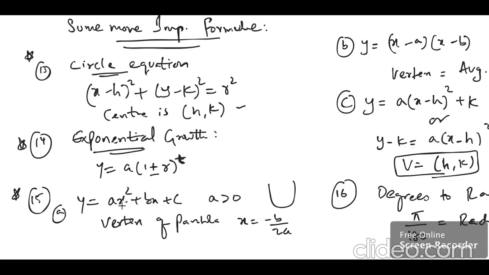Quadratic form: the standard quadratic form is ax² + bx + c, and in order to get the vertex, when a is positive, the parabola opens up. When a is negative, it opens downward. Now how do you get the vertex? Basically it is this one: x = -b/2a.